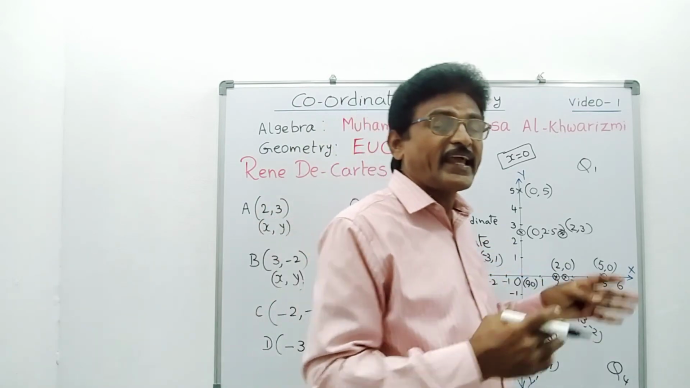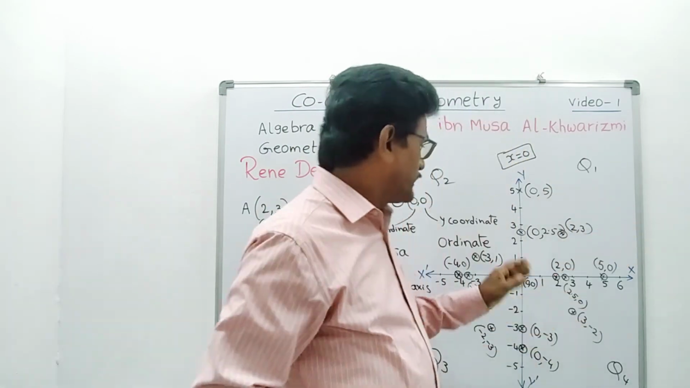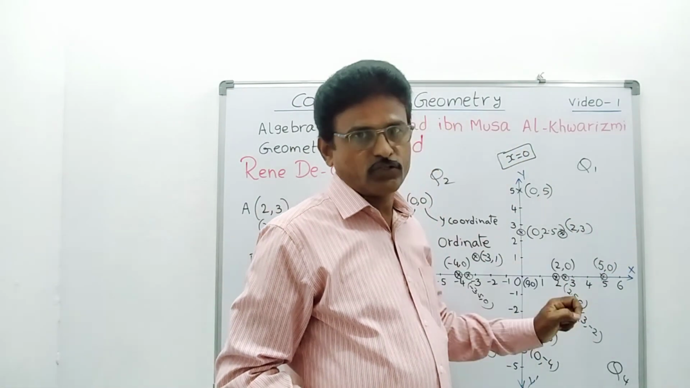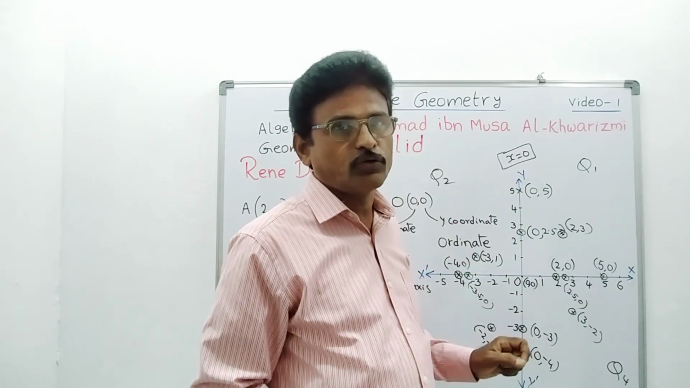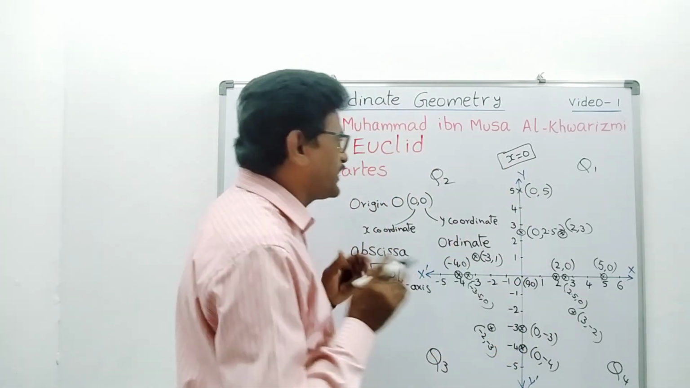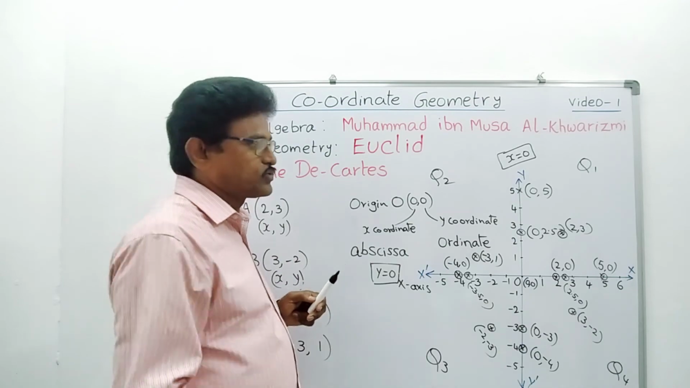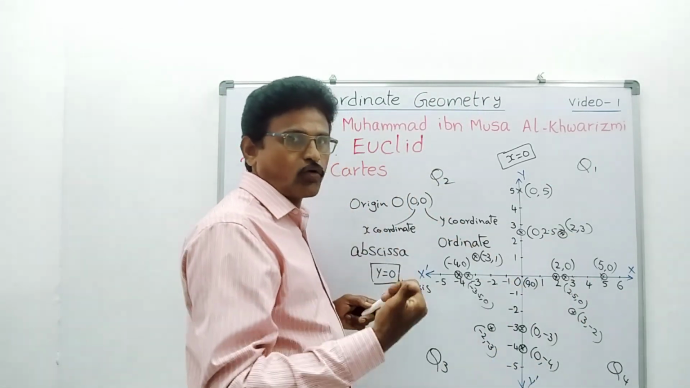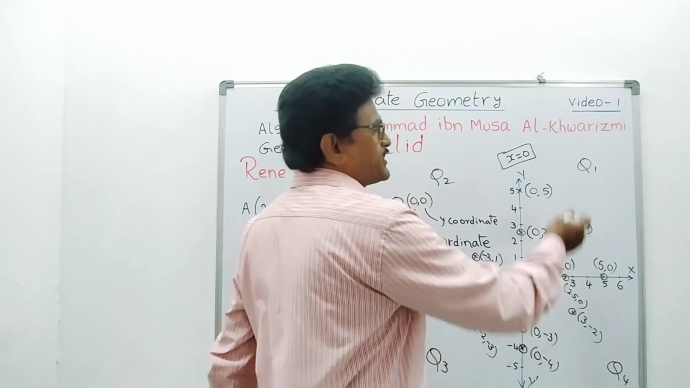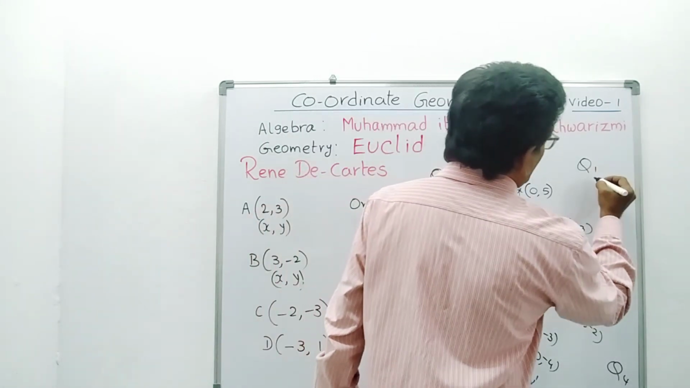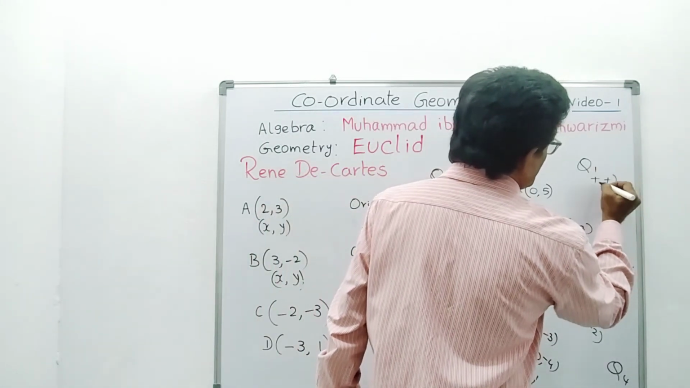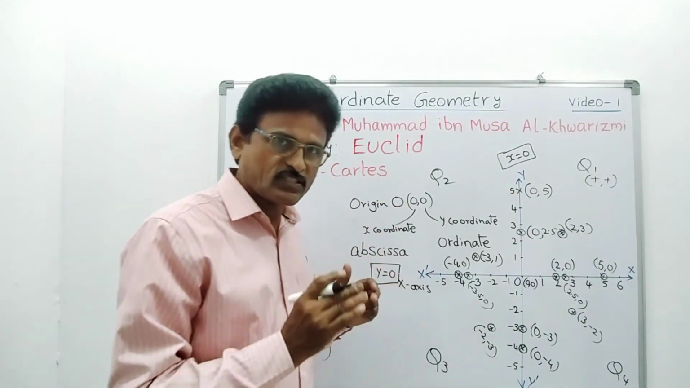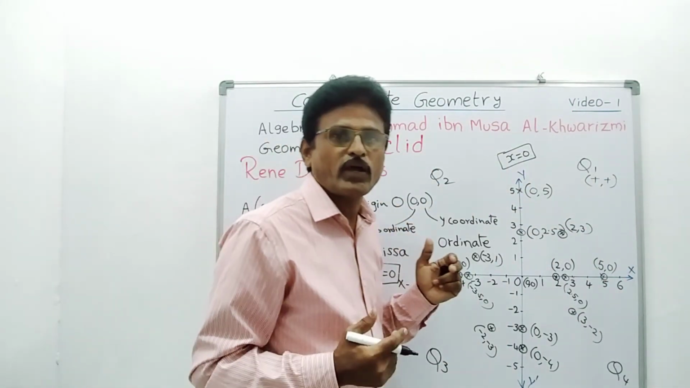Which points lie in the first quadrant? X coordinate positive, y coordinate positive. So if any point has both positive values like this 2 comma 3, x coordinate positive, y coordinate positive, then that will lie in the first quadrant. So Q1 means both are positive, right? Plus plus, x value plus, y value also plus.